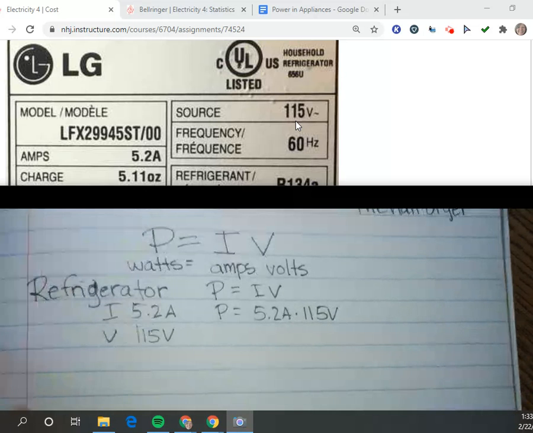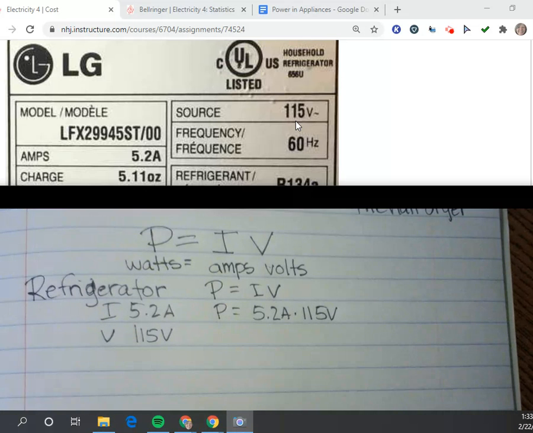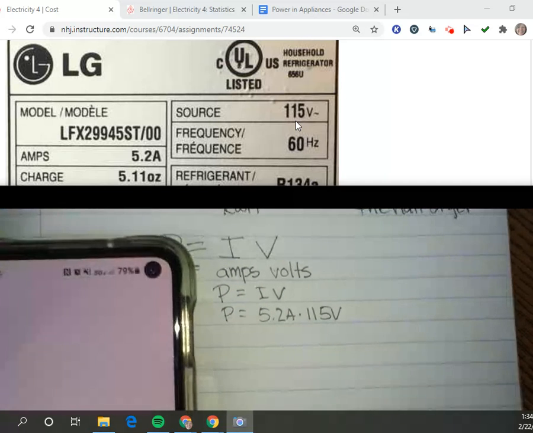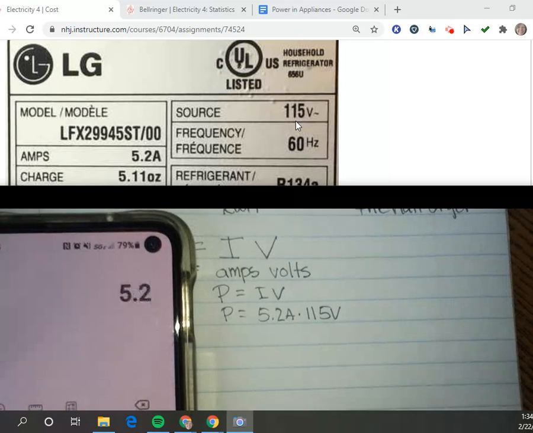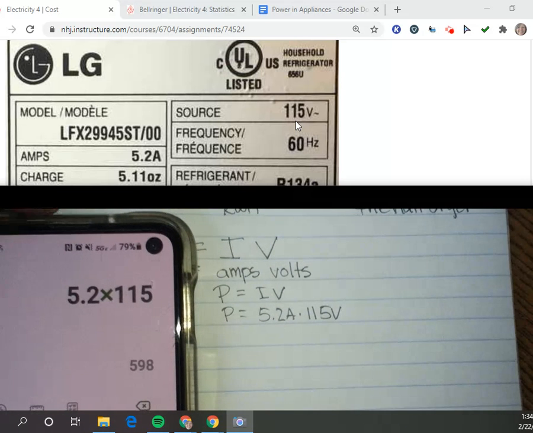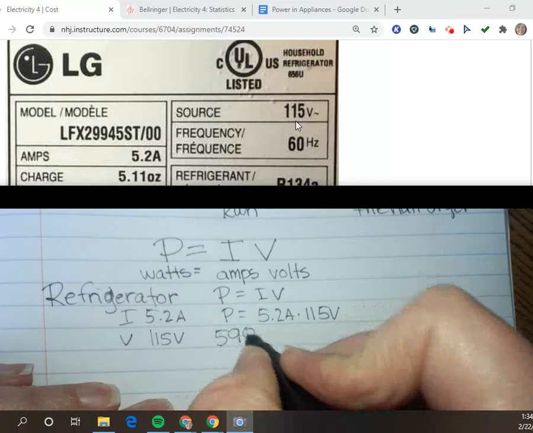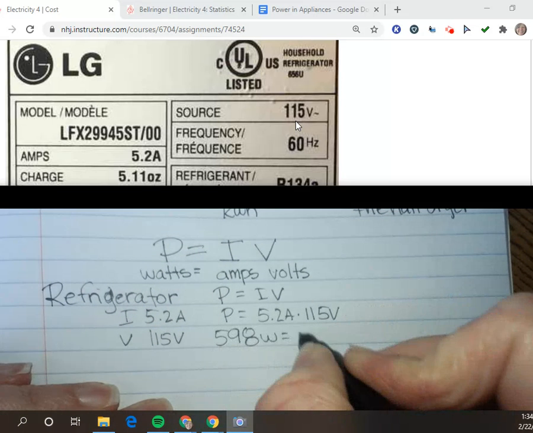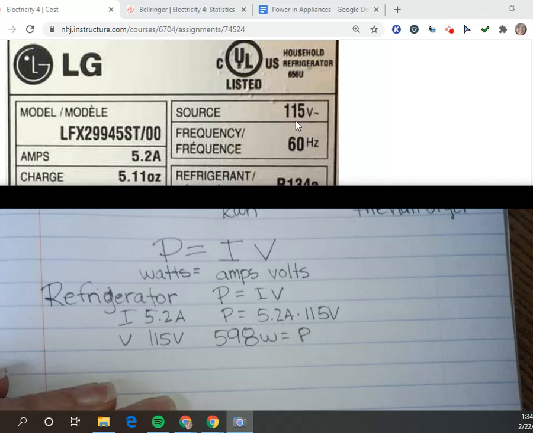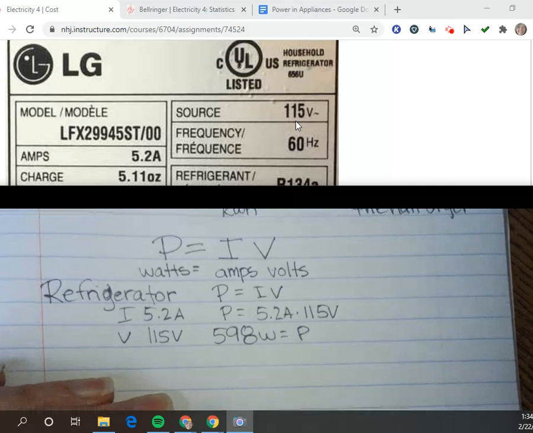So see, that number is not quite as easy. So we'll pull out our calculator and we'll say 5.2 times 115, 598 watts. Okay, now we can find out how much it costs to run our refrigerator.